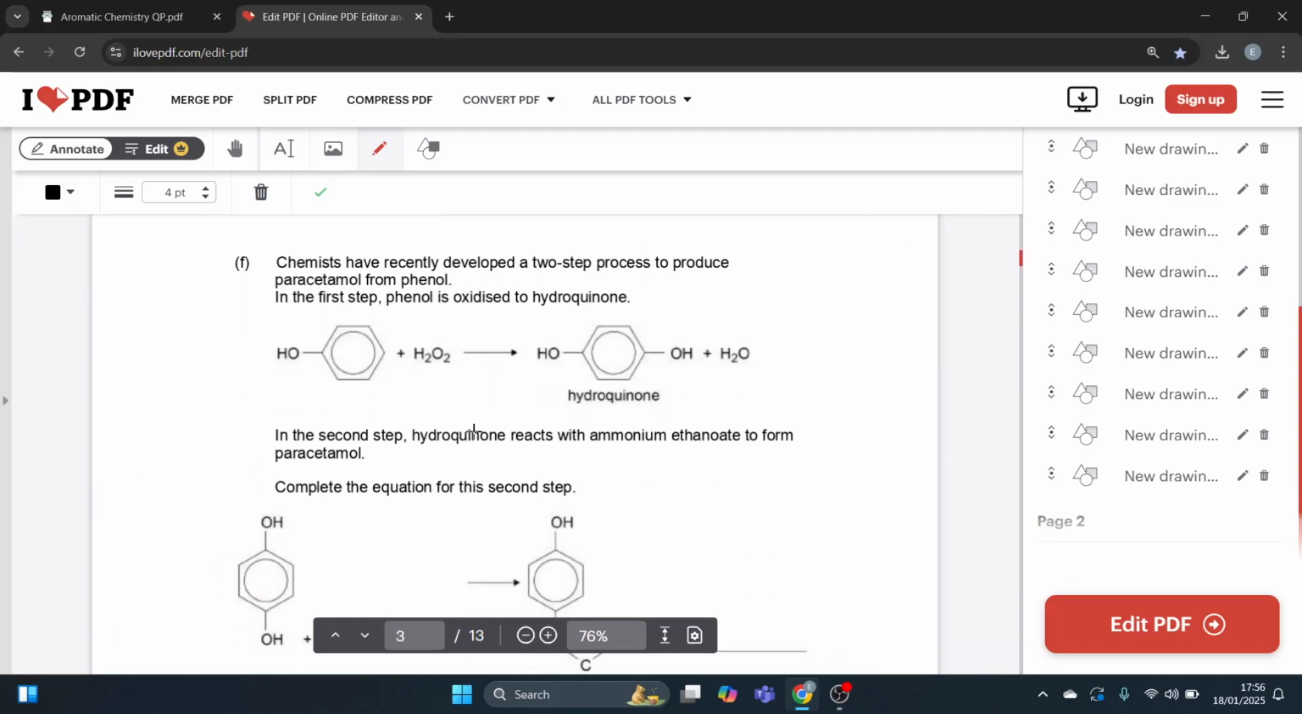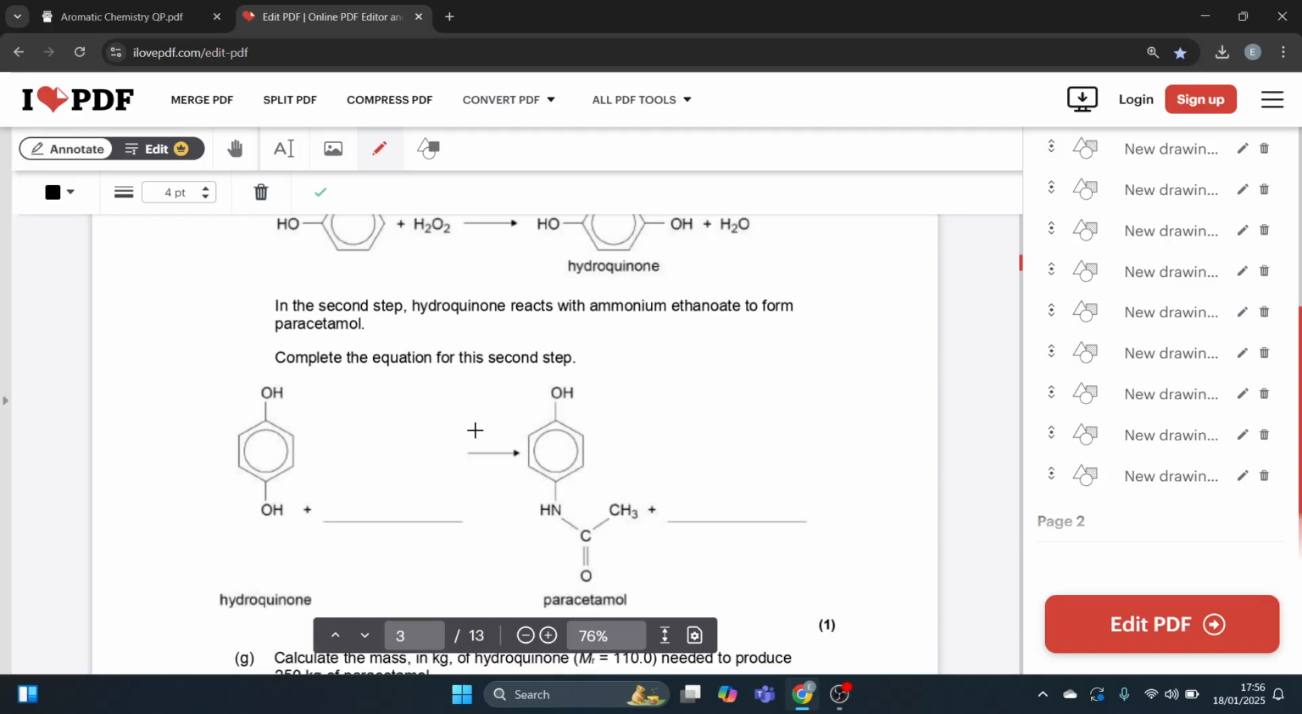Question F. Chemists have recently developed a two-step process to produce paracetamol from phenol. In the first step, phenol is oxidized to hydroquinone. In the second step, hydroquinone reacts with ammonium ethanoate to form paracetamol. Complete the equation for this second step.